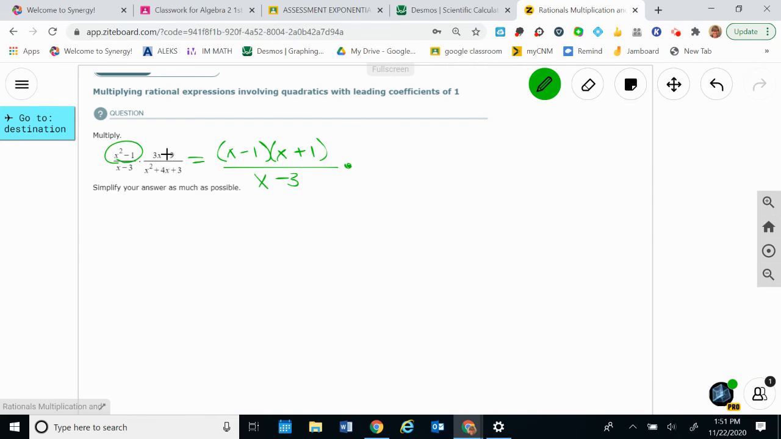Times 3 is in common. Kick it out. Divide, right? And then this is a quadratic. So we have to go, okay, can I multiply x and x? 3 and 1 will get you to 4. They're both positive, and there you go.